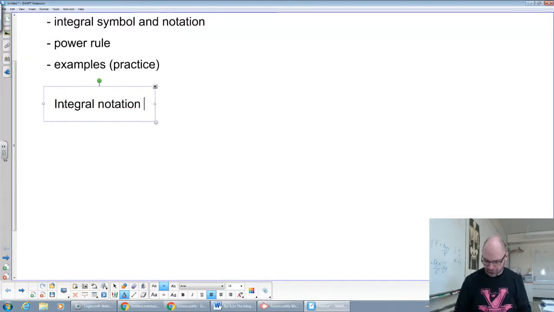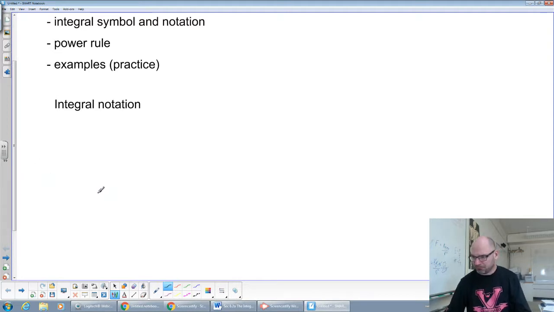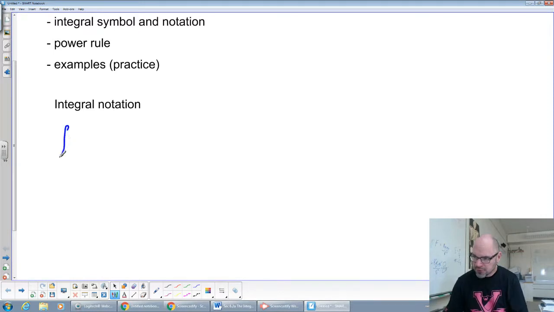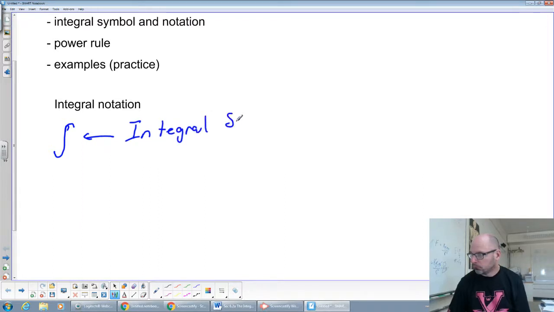Integral notation. So I got to use the marker for this mainly. Okay, so when we're doing integrals or antiderivatives, we use this symbol here, let's do it in blue today. Okay, so the integral symbol kind of looks like this. Okay, that's the symbol. It's not double hooked like that. Boy, let's get this neater here. Okay, so that means you're going the opposite direction of a derivative.